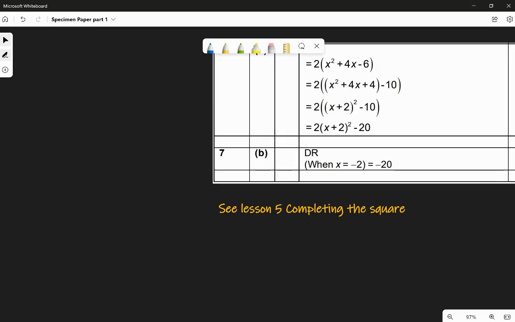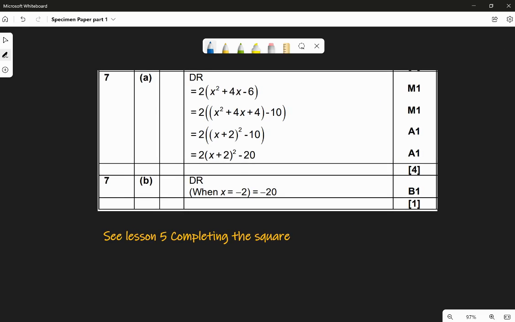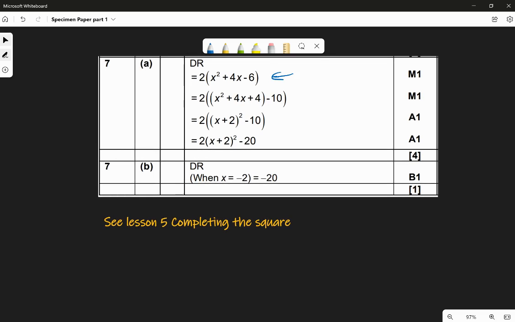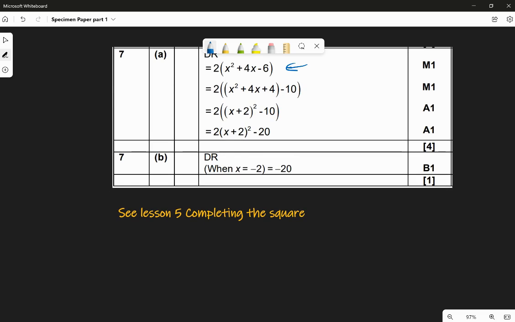Let's have a look at the mark scheme. There it is. They do it in a slightly different way to the way I did it. Still effective. I prefer my way because in my way, it doesn't matter if the final term, the minus 12 in this case, was divisible by 2. It did happen to be divisible by 2 in this case, but it didn't matter if I use my method in future. So if you want more practice on this, see lesson 5 on completing the square.